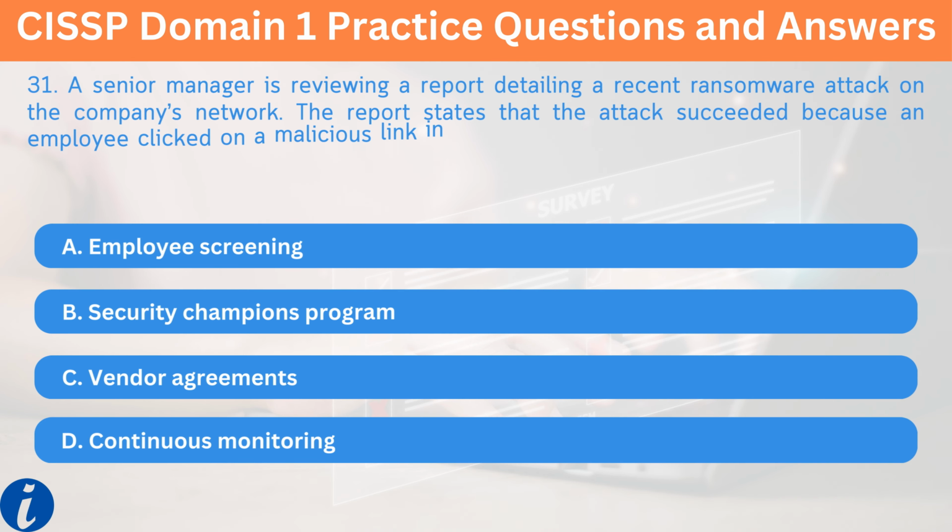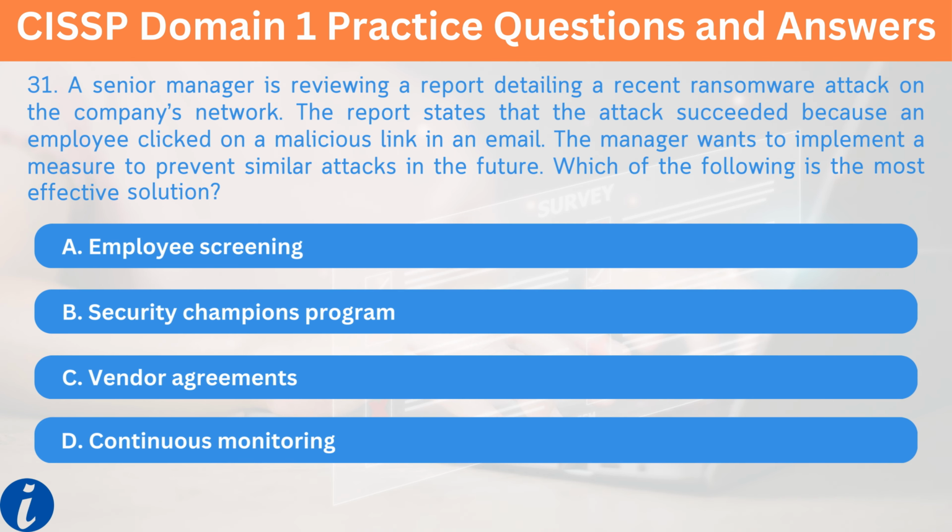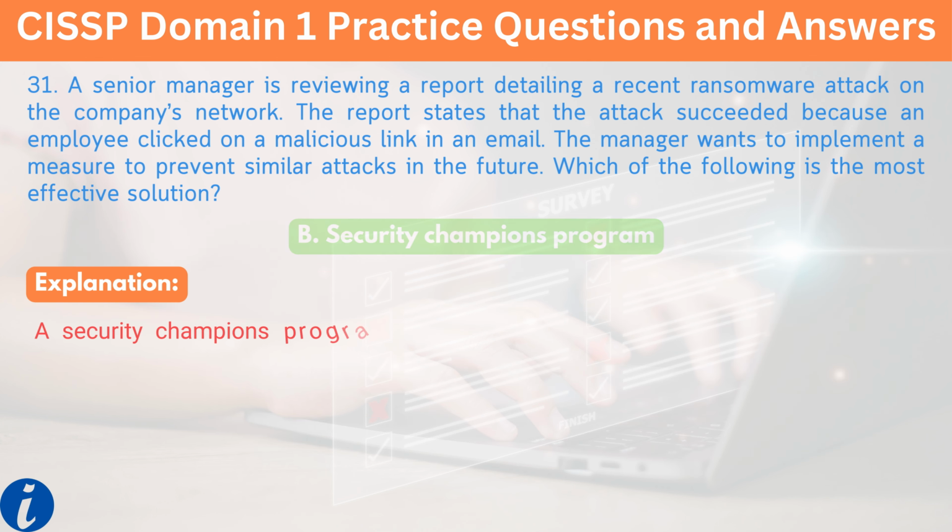31. A senior manager is reviewing a report detailing a recent ransomware attack on the company's network. The report states that the attack succeeded because an employee clicked on a malicious link in an email. The manager wants to implement a measure to prevent similar attacks in the future. Which of the following is the most effective solution? A. Employee screening. B. Security Champions Program. C. Vendor agreements. D. Continuous monitoring. The correct answer is B.